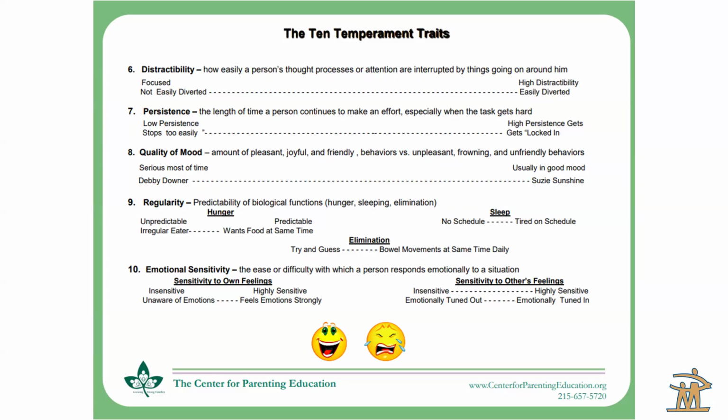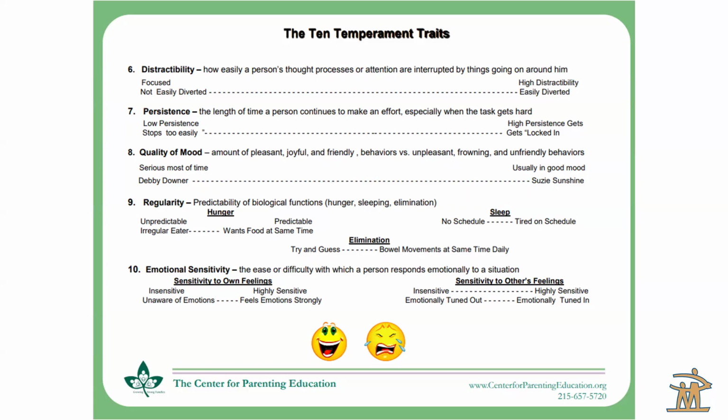Quality of mood, the amount of pleasant, joyful, and friendly behaviors versus unpleasant, frowning, and unfriendly behaviors. So they kind of use Debbie Downer and Susie Sunshine, which I think is pretty good. So Debbie Downer, serious most of the time, just more contemplative about things. Whereas as you move through the continuum, you get to Susie Sunshine, who's usually in a good mood and happy all the time.